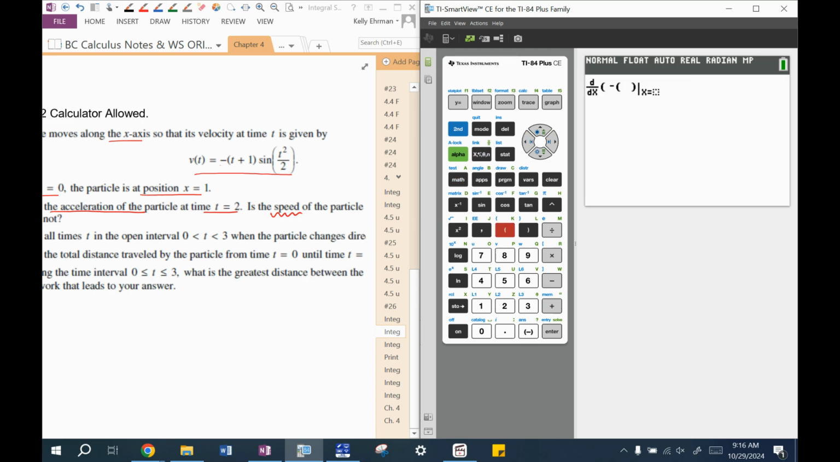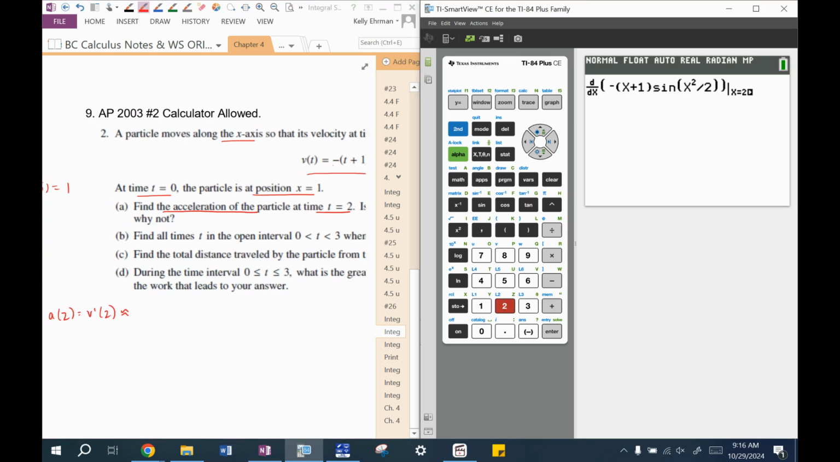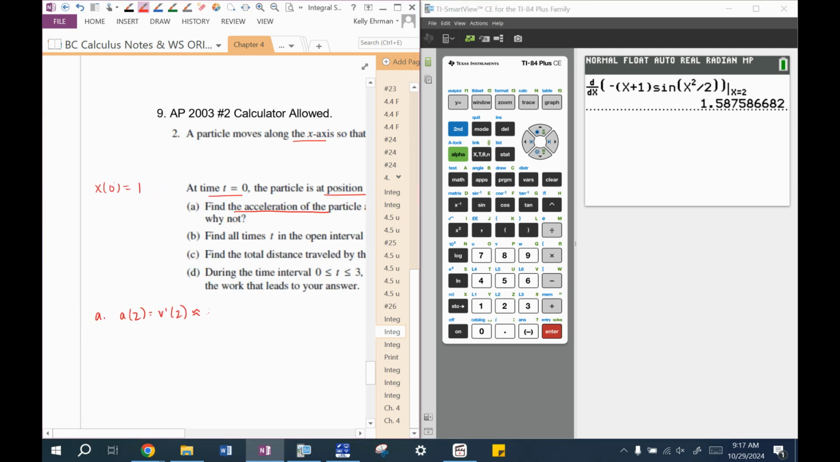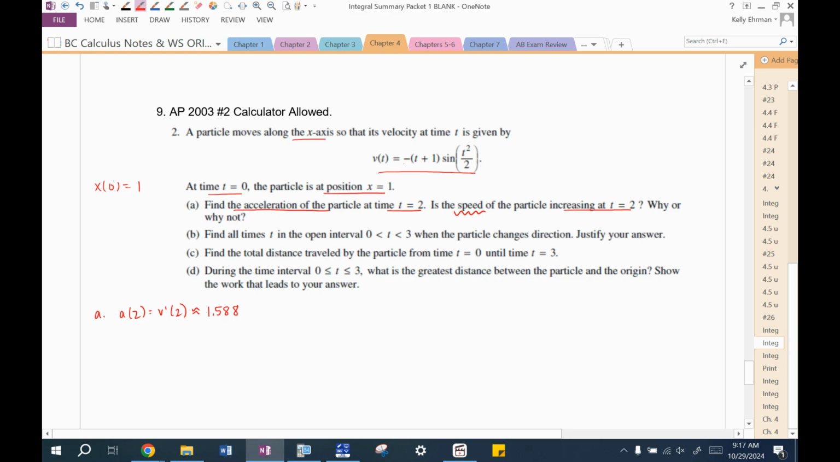So negative x plus 1 times sine of x squared over 2, evaluated at 2. Double check you should be in radian mode because we have a trig function, so that matters. And just double check that you typed it in the same as they have here. I think I'm good. I'm getting 1.588 if I round to 3 places. You should be rounding to 3 places for the AP exam. Okay, so first part is done.